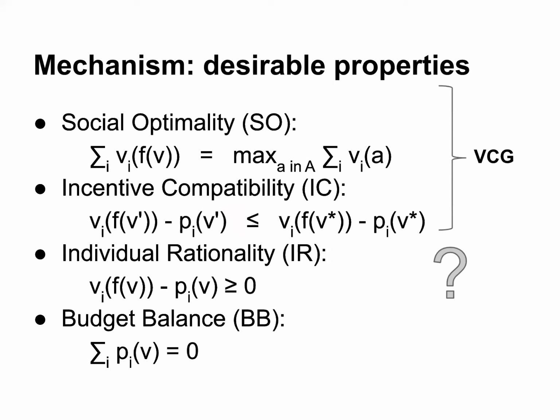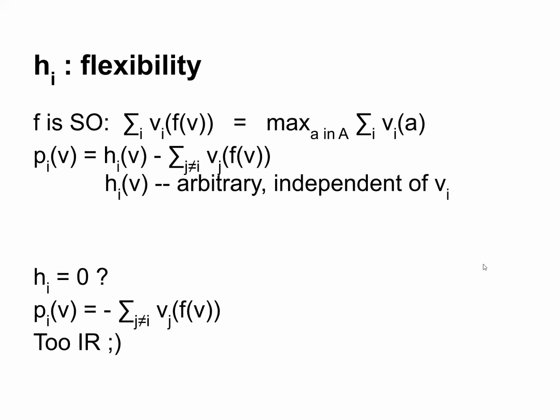Okay, so we know how to make the mechanism socially optimal. Well, we just have to maximize, solve a computational problem. We know what prices we should set in order to make the mechanism incentive compatible. We know we cannot have all four properties, but we may try to make the mechanism individually rational. And in fact, it is possible.